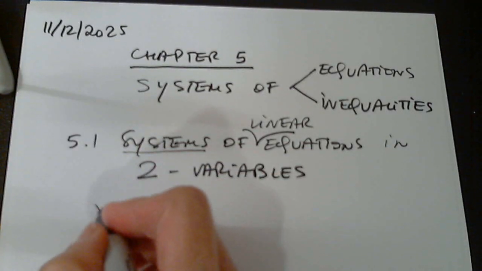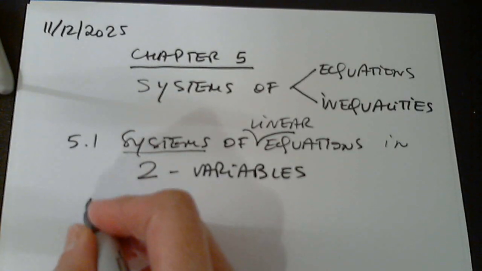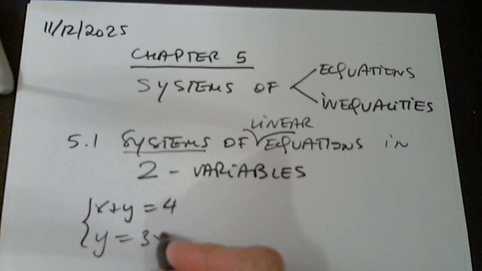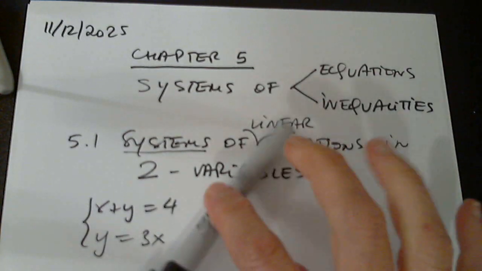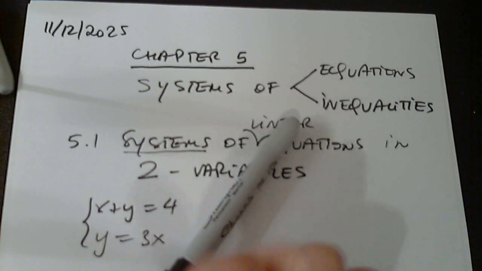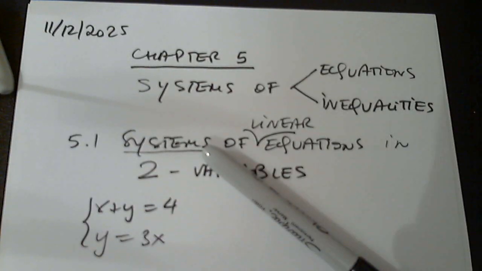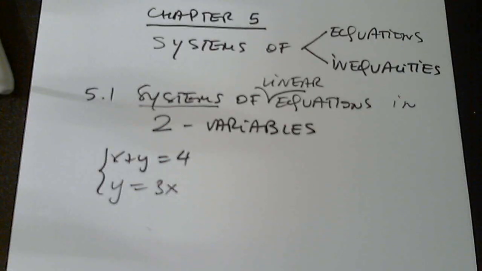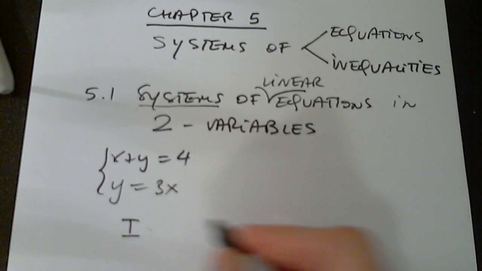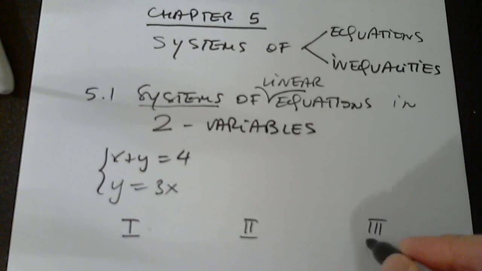So here's an example. Let's say x plus y equals 4. And let's say y equals 3x. A very simple system. Well, these are linear equations. The graph of a linear equation is this, with a positive slope, or this, with a negative slope. Can it be horizontal? Yes, it can. But for now, let's just focus on these two possibilities. The same thing for the second one. So what are the possibilities? What are the options here? Option number 1, option number 2, and option number 3.